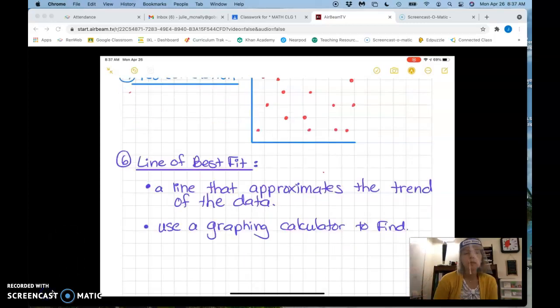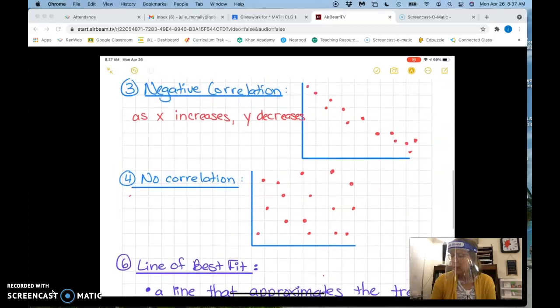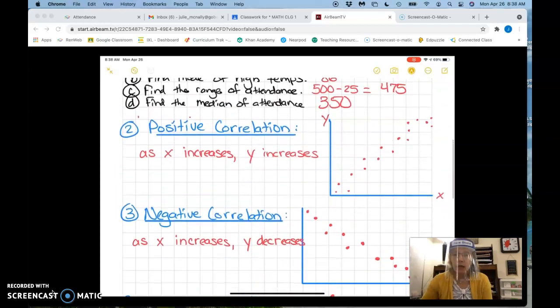Okay. All right, so the last thing today is line of best fit. It's a line that approximates the trend of the data. And we use a graphing calculator to find this line. So we are not going to be finding line of best fit, but it is in your textbook and on IXL, so you need to know what it means. So basically what it is, you put all this data into your graphing calculator, and it gives you an equation of a line that kind of goes right through the center of your data.